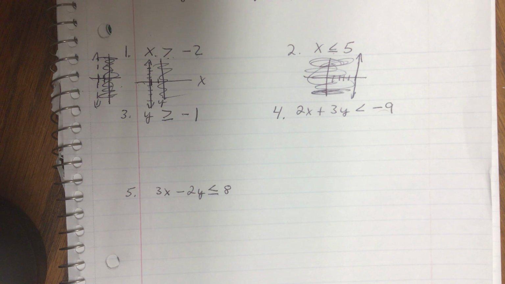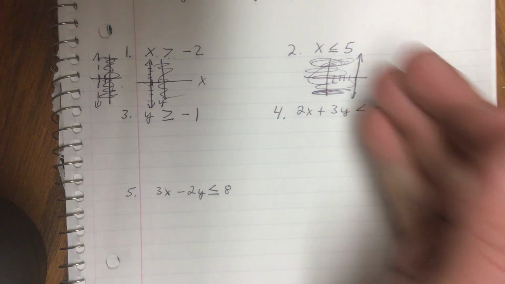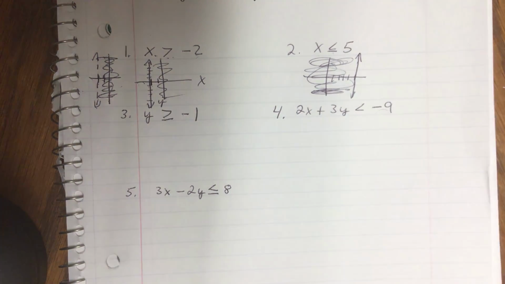Again, would negative 1 work? Yes. Would 1 work? Yes. Would 4 work? Yes. Would 4.999 work? Yes. Would 5.001 work? No. Anything to the right of 5 is not going to work.